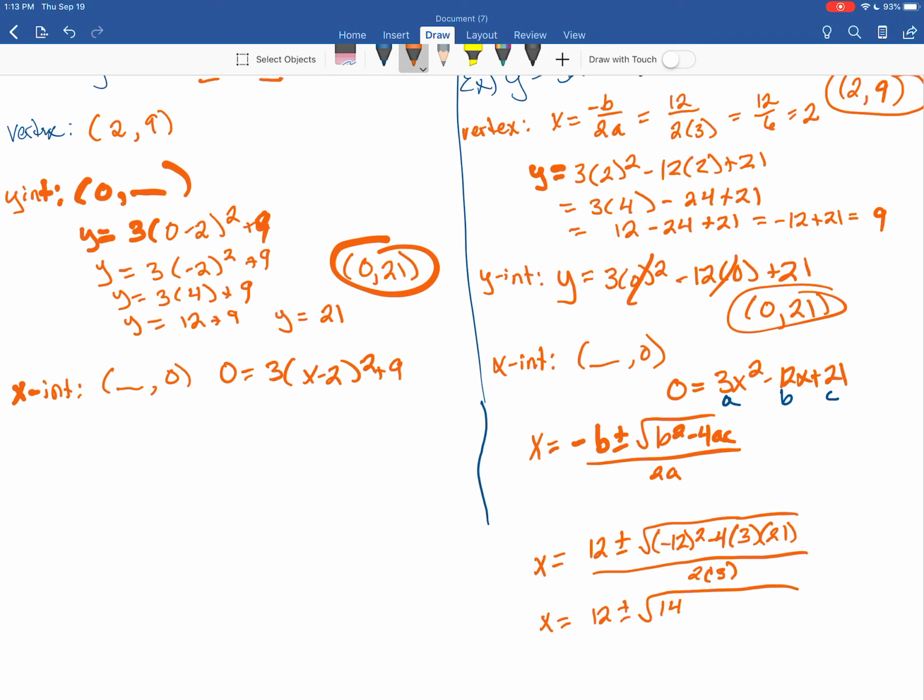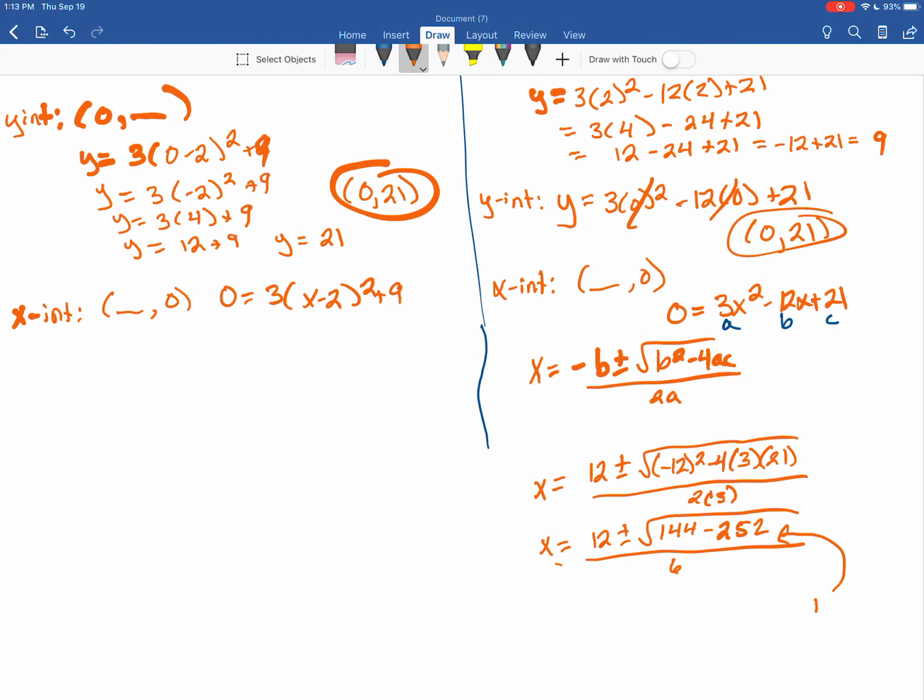Let's see, this will be 144 minus whatever 12 times 21 is. Uh-oh. All over, let's see, I randomly made this one up, so I really am doing this not knowing what the answer is going to be. All over 6. But what I notice in here is that this is negative. So I can't take the square root of negative numbers, so it looks like I have no real solutions.